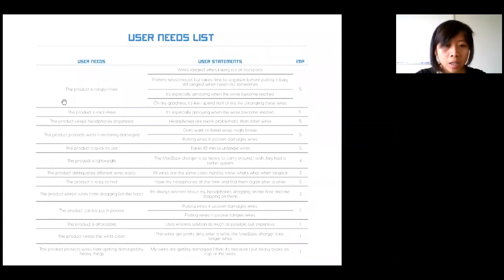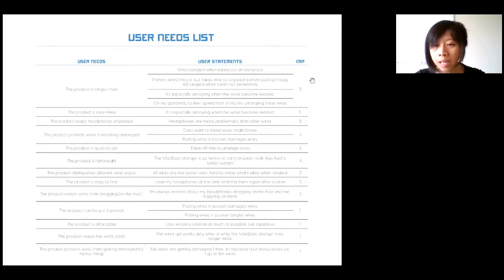And again, here you can see that the product should be tangle-free and not free. That's something I learned during my user interviews, that there's actually a difference between the two. You may want to say, oh, the product keeps the headphones organized, it keeps the wires from being damaged, it's quick to use, etc. So just a list of needs that the user has. And then you may also want to include actual quotations from users to really help to illustrate the point.